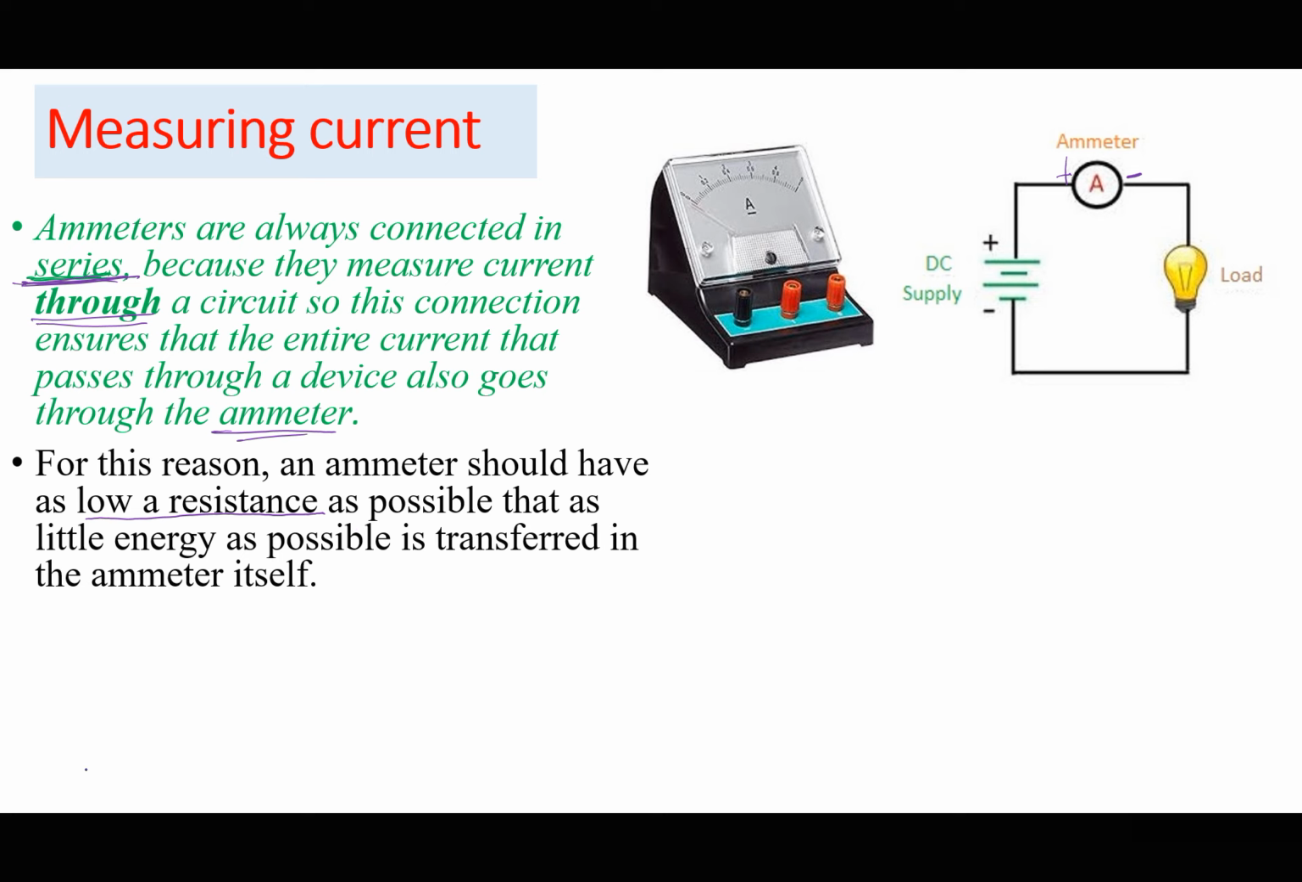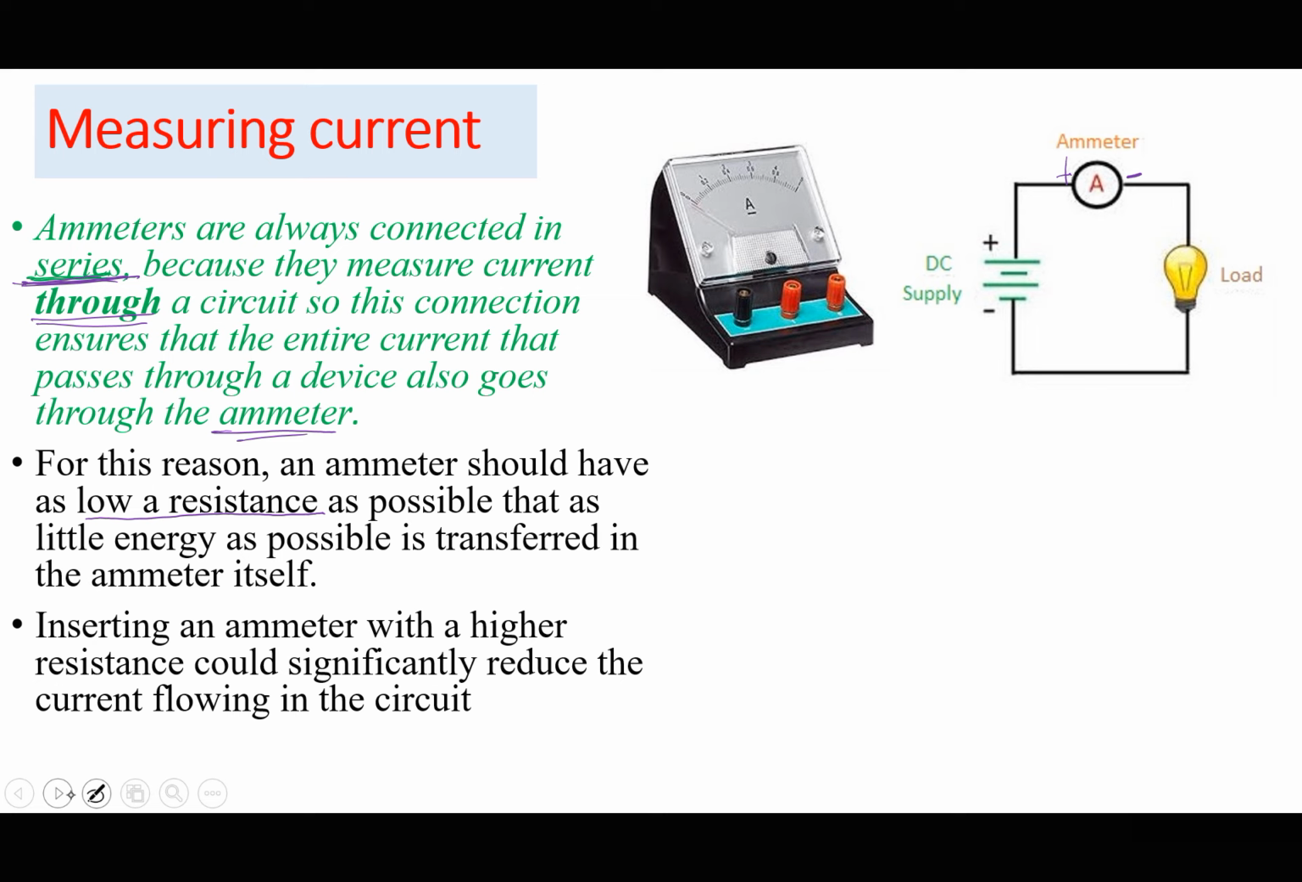It should have as low resistance as possible, because inserting an ammeter with a high resistance could significantly reduce the current flowing through the circuit. Because the ammeter is going to measure the current which goes through the circuit, and that current should go through the ammeter. The ammeter should have as low resistance as possible, so that a very small, insignificant amount of current is reduced from flowing through the ammeter.